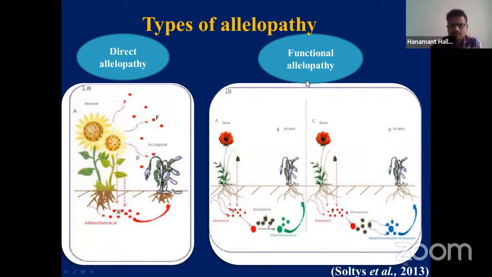In the case of functional allelopathy, there is somewhat indirect interference. This is the donor plant. This is the release of chemicals from the donor plant. This will get converted by microbes into another form that will be taken up by the acceptor plants. Then the growth will be reduced. This is functional allelopathy. Here mainly the interference of microorganisms activates or deactivates the functional groups in the chemicals. So this is the indirect method of allelopathy. So this is direct allelopathy and functional allelopathy.